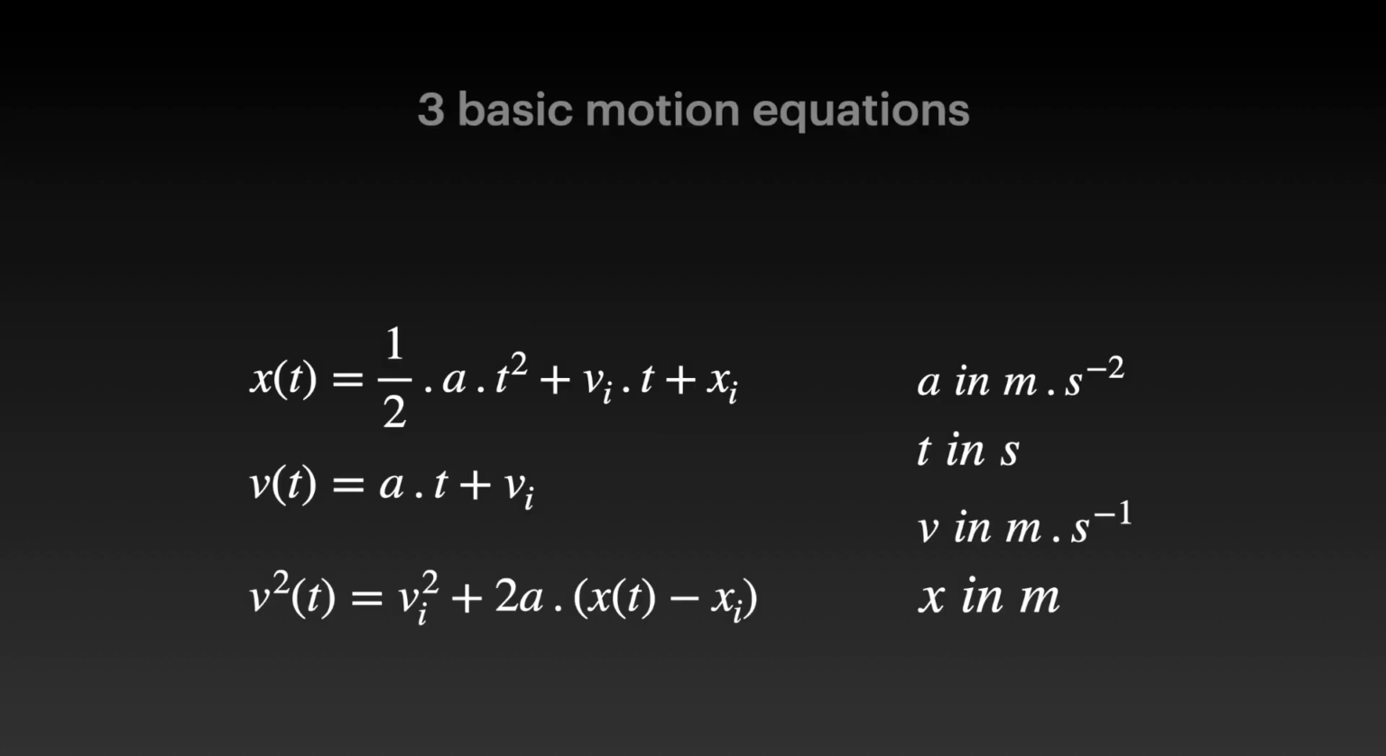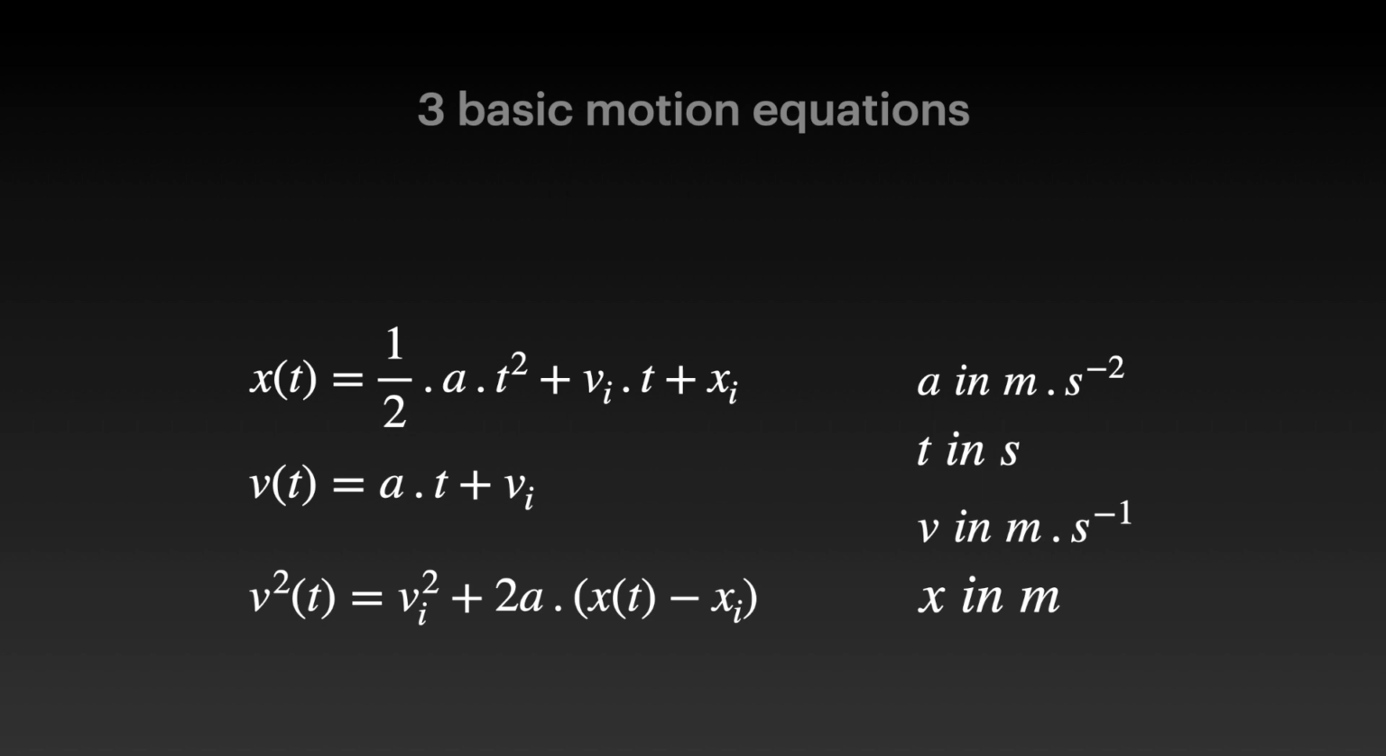We will use three basic motion equations. The first one, which gives our position x depending on t, the second one, which gives our velocity v depending on t, and the third one, which gives our velocity squared depending on t. This last one is particularly useful because you don't need to know t to calculate the rest. In this video, a will be the acceleration, t the time, v our velocity, and x our position.